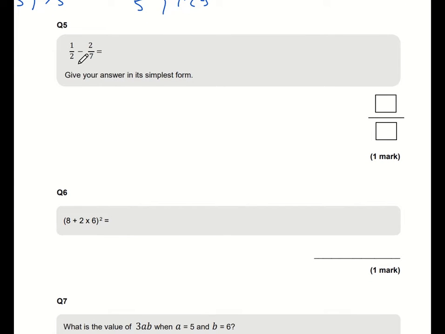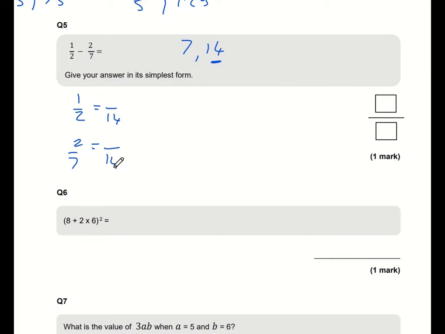Question number 5, we're subtracting sevenths from halves, but we can't add or subtract fractions when the numbers on the bottom are different. So what I need to do is fiddle them so that they both have the same number on the bottom. I'm going to go through the 7 times table until I find the first number that can be divided by 2. Well, 7 can't be divided by 2. 14 can be divided by 2.